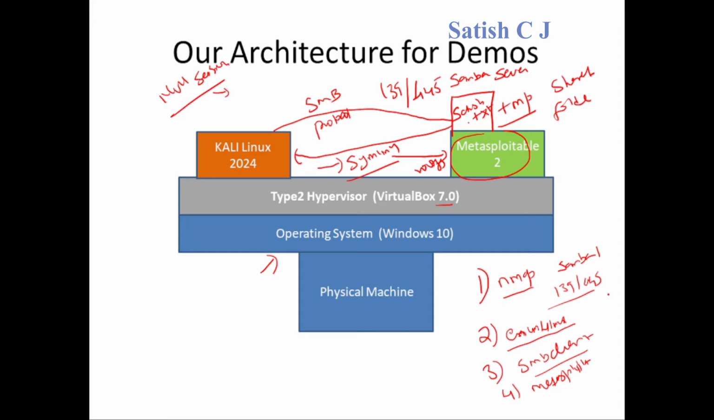So we'll start with Nmap on our victim system to get information about the Samba server. I hope you are clear with the architecture and what we are going to do in this lecture video.